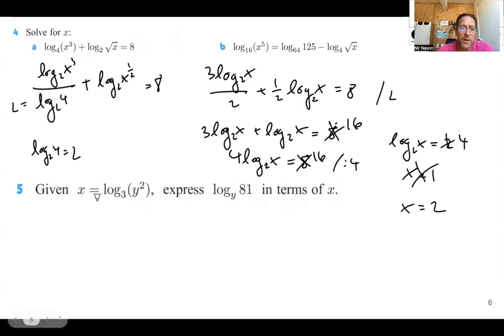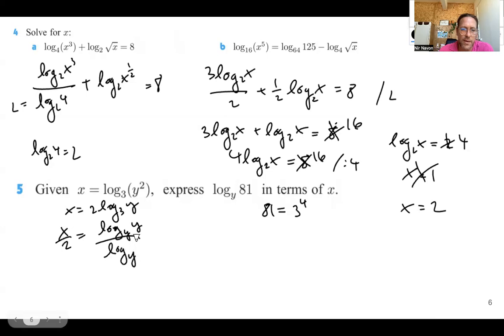Okay, let's take a look at this one. Given x equals log in base 3 of y squared, express log in base y of 81. 81 clicks fast for me, that is 3 to the power of 4. Let's work with that. So let's start with x equals 2 log base 3 of y. So I need everything to be in base y. So let's change that. Let's already do x over 2. And we're left with log in base y of y over log in base y of 3, using the change of base rule.